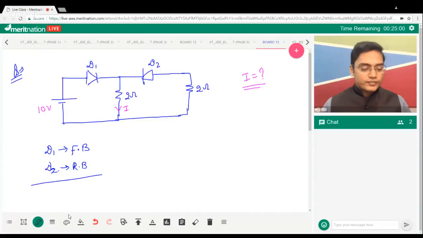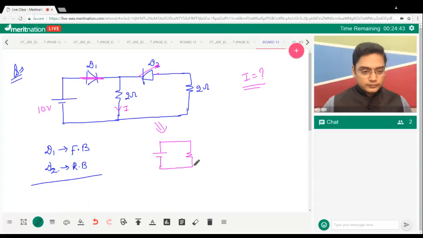If nothing is given, guys, we consider the diode as ideal. Means we have to replace this diode by short circuit and we have to replace this diode by open circuit. So now the equivalent circuit will be like this. Now this is the equivalent circuit.